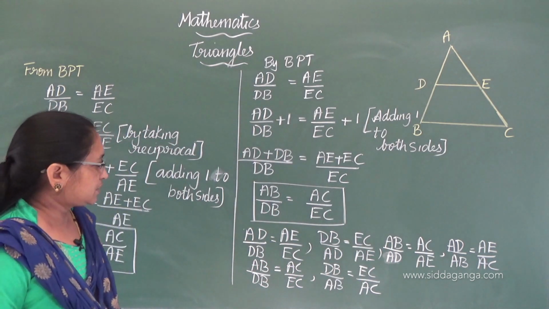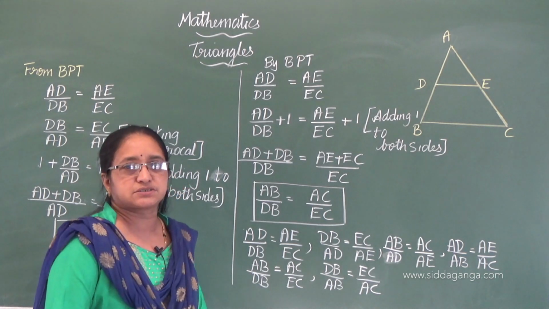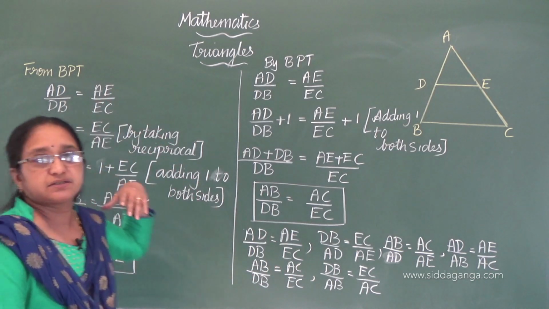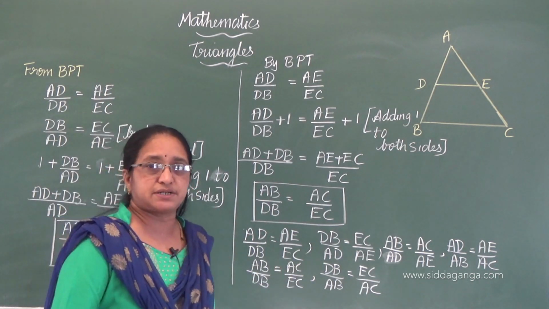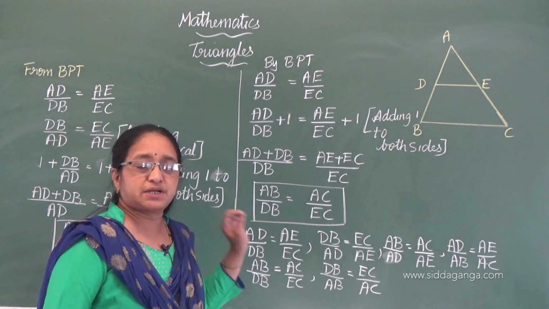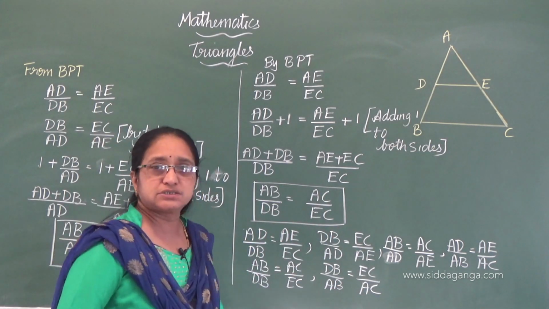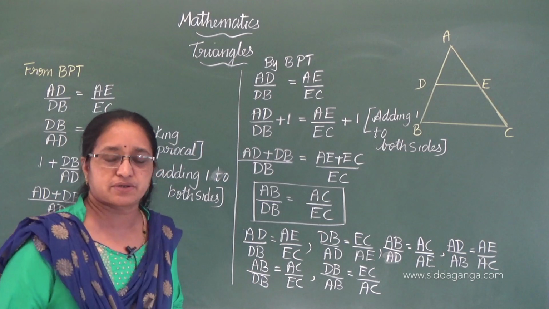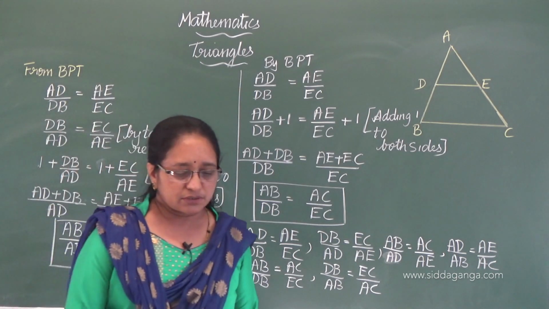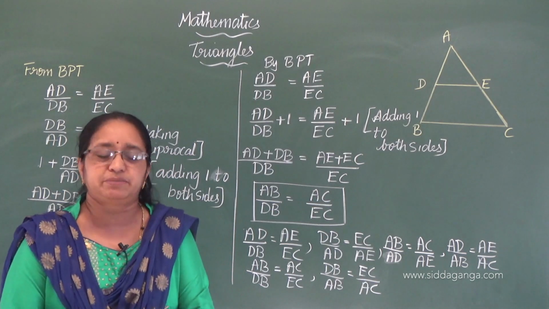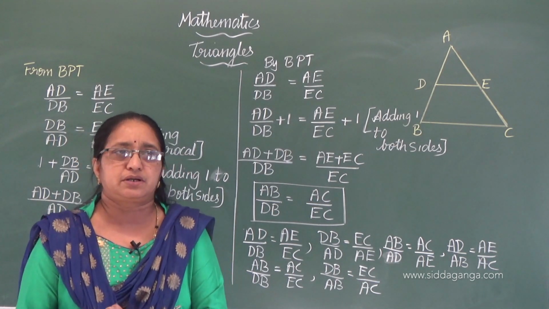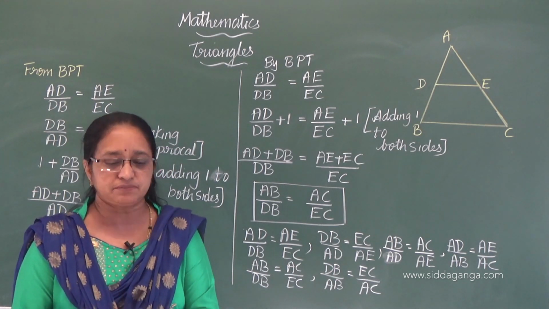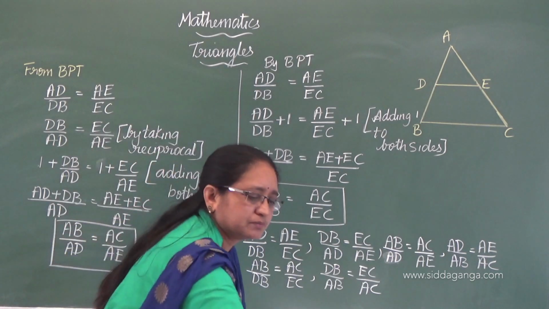Now, these 6 results are called corollaries of BPT. The main theorem is BPT, Thales theorem or basic proportionality theorem. We got these 6 results, and these are used in the problems which we have to solve later on. I hope you understood this. Also, I told you at the beginning of this session about the converse of the theorem. I hope you know the meaning of converse of the theorem. That I am going to prove now.